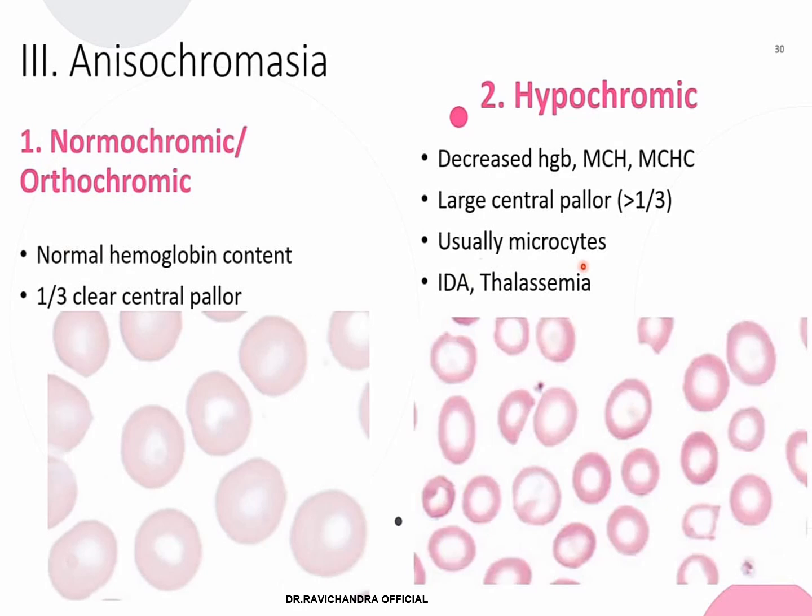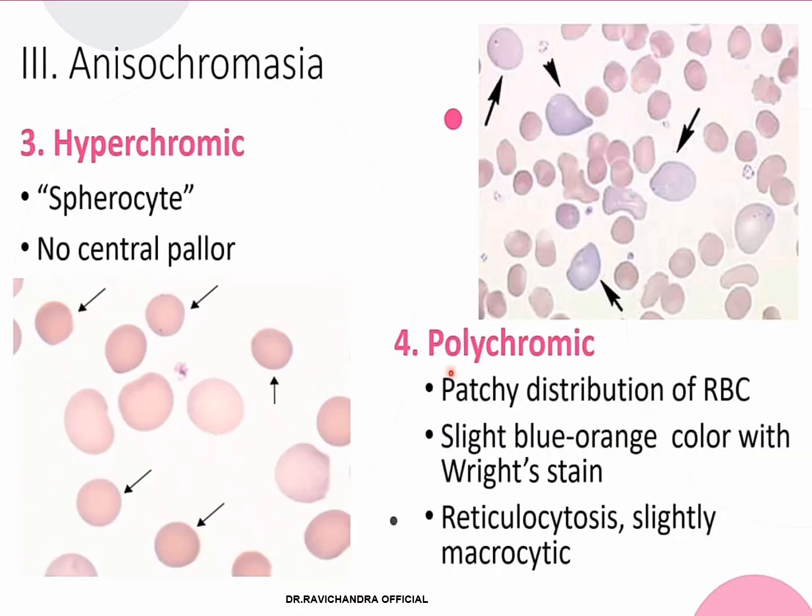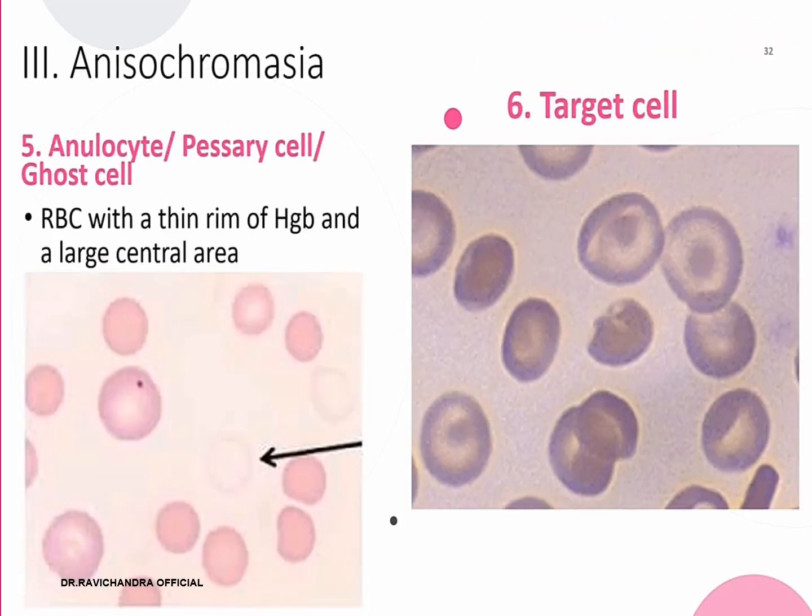In hypochromic red blood cells, there will be decreased hemoglobin. MCH and MCHC are decreased. The central pallor will be more than one third. Usually, microcytes will show hypochromasia, seen in iron deficiency anemia and thalassemias. Hyperchromic cells or spherocytes will have no central pallor. Polychromic, that is patchy distribution of hemoglobin in the red blood cells. These will stain slight blue orange color with the right stain, and polychromasia is seen in reticulocytosis and slightly macrocytic conditions.